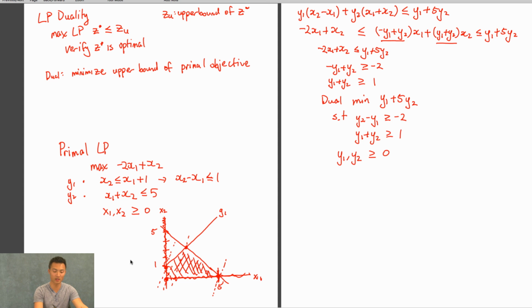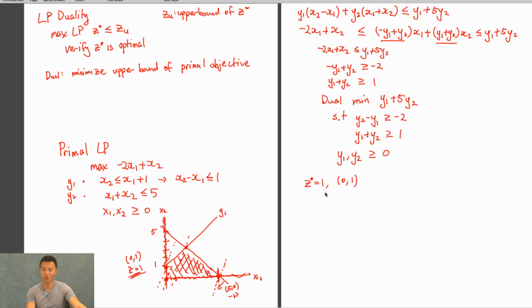Or we can just check, right? At (0, 1) we're going to get an objective value of 1. Here it's (5, 0), so our objective value is actually just going to be -10. So this is my best value, right? So z star is equal to 1, and that's using (0, 1).